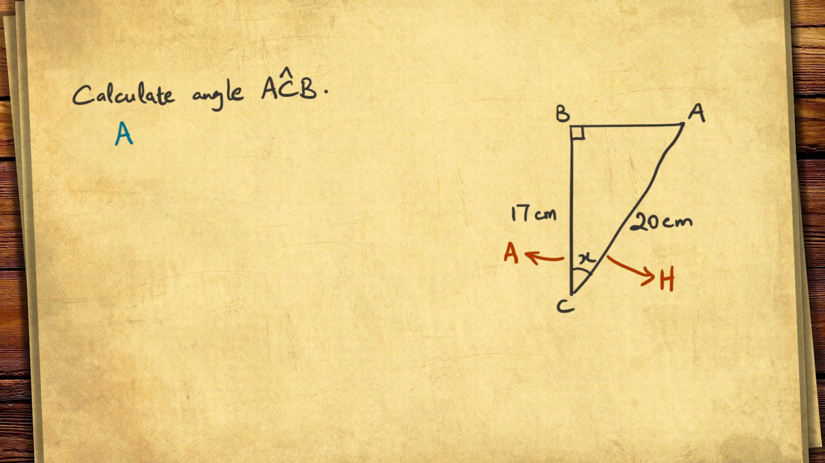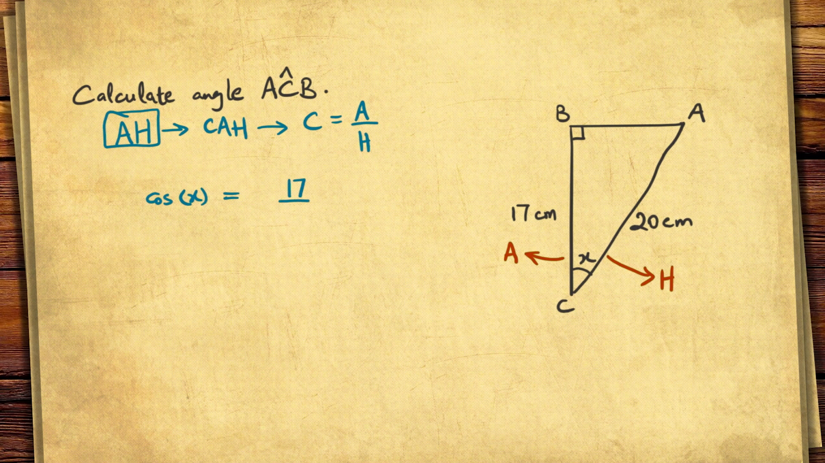Now we have the adjacent A and we have the hypotenuse H. A and H. From SOHCAHTOA, we see that A and H come together in cos. So we can use C equals A divided by H, and that gives us cos of angle X is equal to the adjacent, that is 17 centimeters, divided by the hypotenuse, that is 20 centimeters. Now, how do you calculate the value of X?